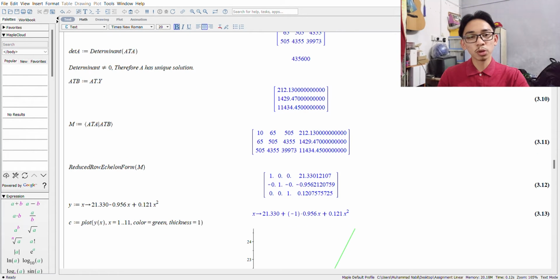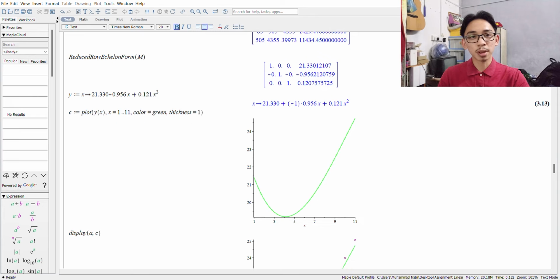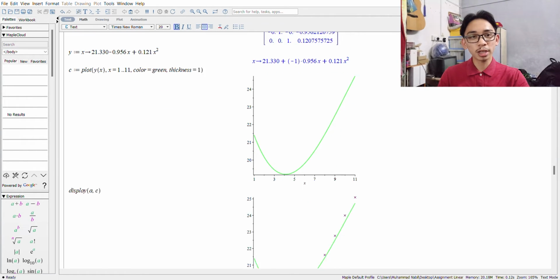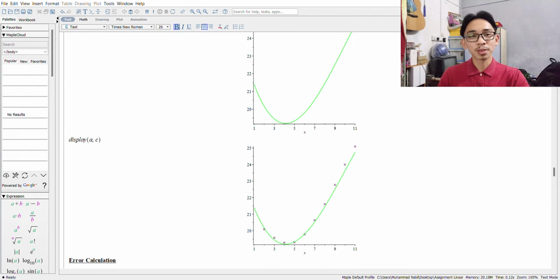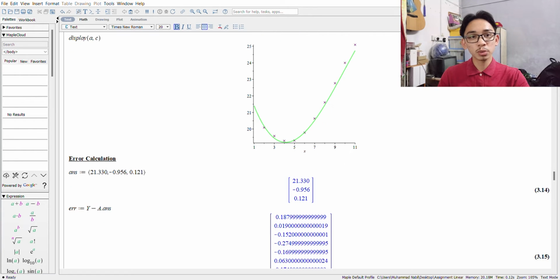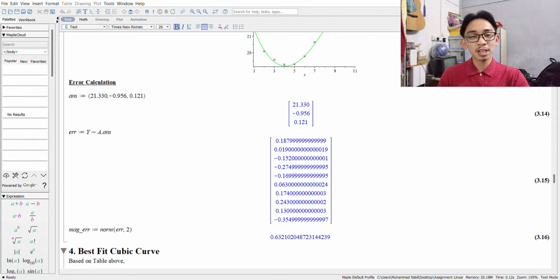And lastly, we will obtain the function which is y equals 21.330 minus 0.956x plus 0.121x squared. And then we sketch the graph by using Maple, and then we put back the points from the table earlier, and then we calculate the error, and then we will get this answer. And lastly, we calculate the magnitude of error, and we will get 0.631.